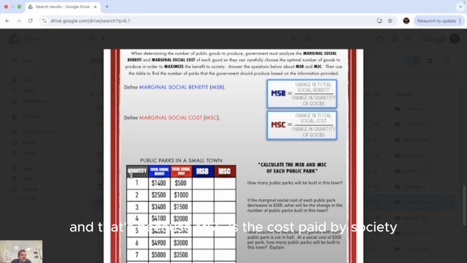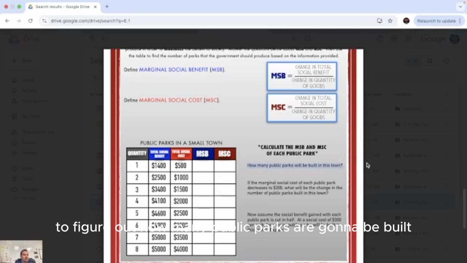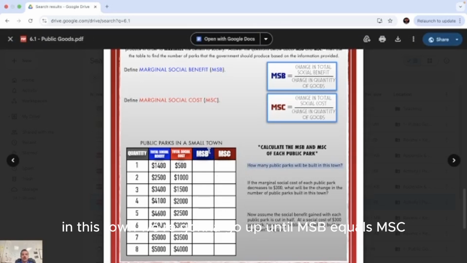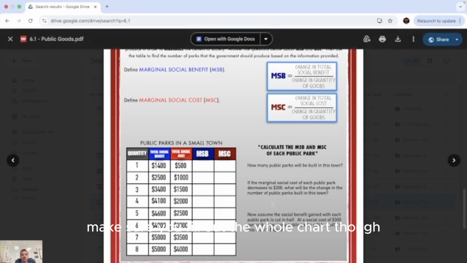On each one, and that's because MSC is the cost paid by society to produce an additional unit of the public good. So it's basically the cost of it by society, whether that's measured in tax revenue collected from somebody or something like that. Okay. So once you calculate MSB and MSC, we're still going to do the same thing. You figure out how many public parks are going to be built in this town. We're going to go up until MSB equals MSC, and you'll notice that it will be at 5. This one should be 500, and this one should be 500. Make sure you fill out the whole chart, though.